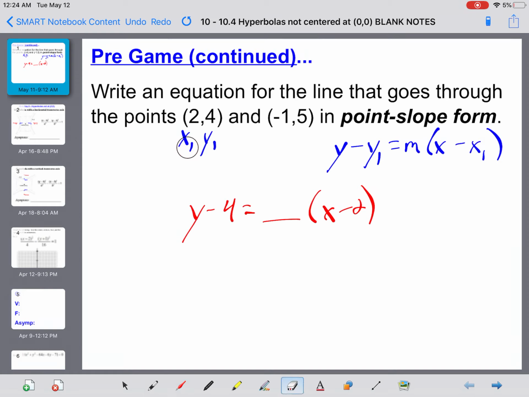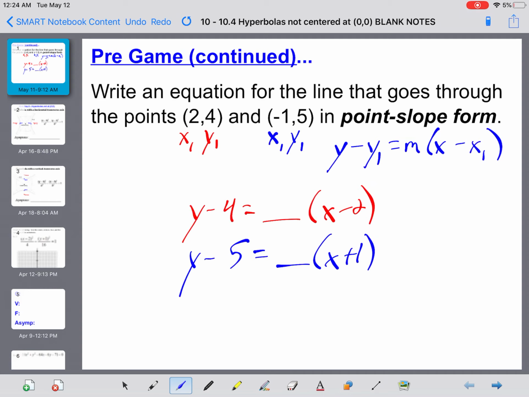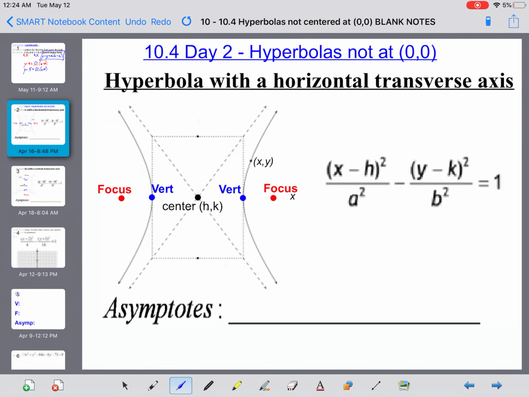That's one possible equation. Let's call that x1, y1. Another possibility would be using this as your x1, y1, and we'd have y minus 5 equals whatever the slope is, and then x plus 1. So there are multiple possibilities for this point slope form. Actually, there are infinite. You can use any x, y point that's on the line. You would just have to find the slope, which we didn't take the time to find here.